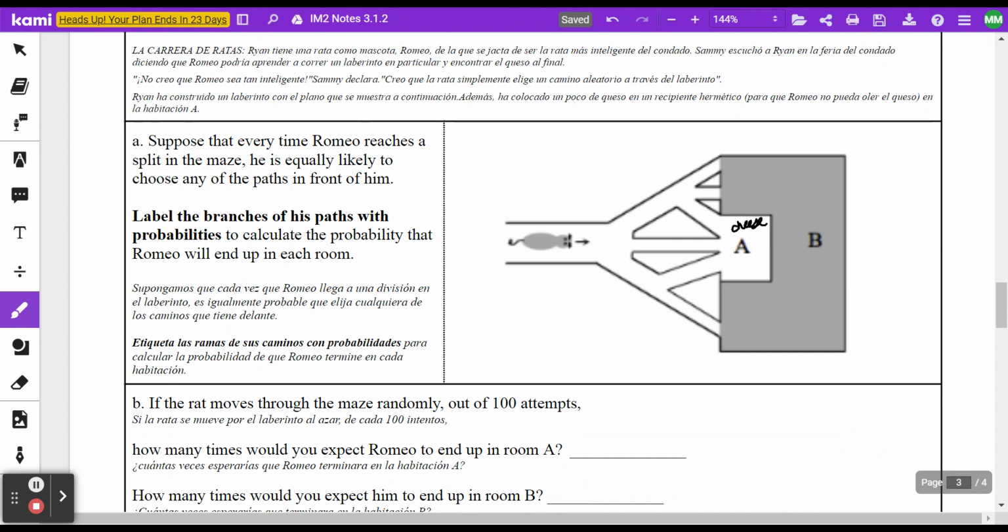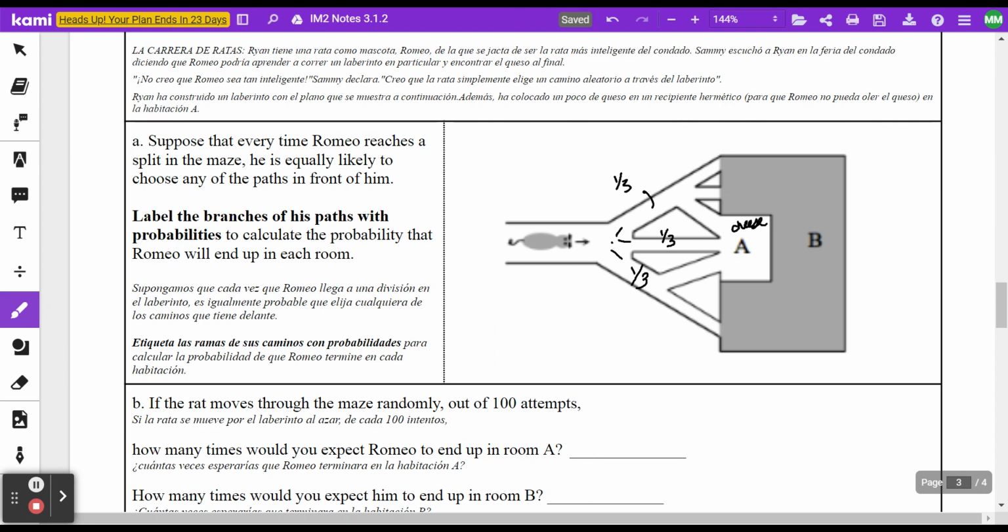Okay, part A. Suppose that every time Romero reaches a split in the maze, he is equally likely to choose any of the paths in front of him. Okay, what does that mean? Here's a split in the maze. He could choose between these 3 paths, and each are equally likely. So each of these 3 paths would have a chance of 1/3. I think that's what it means.